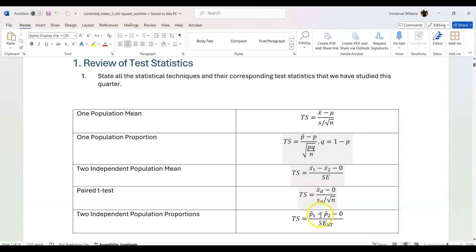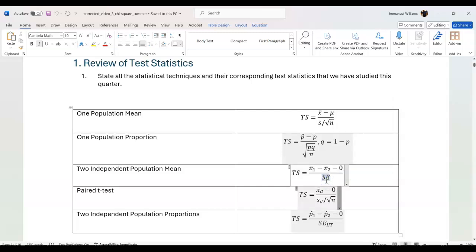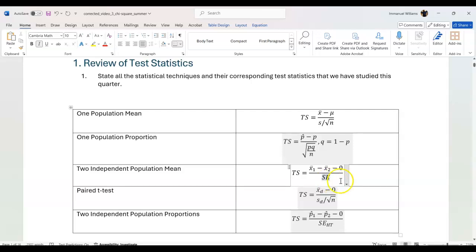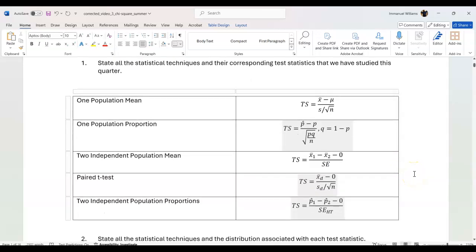So these are the corresponding test statistics. Okay, so just note that. Okay, the standard error. Okay, fine. That's good.